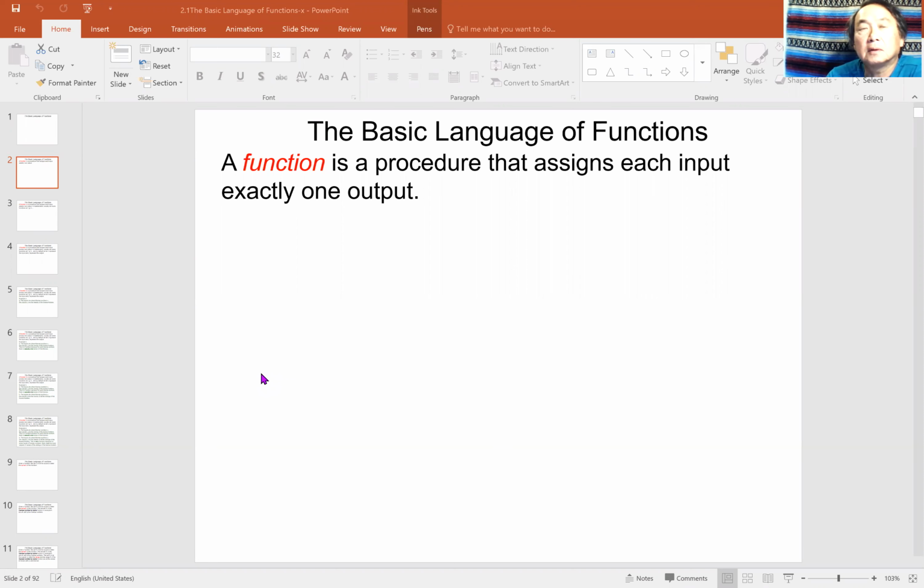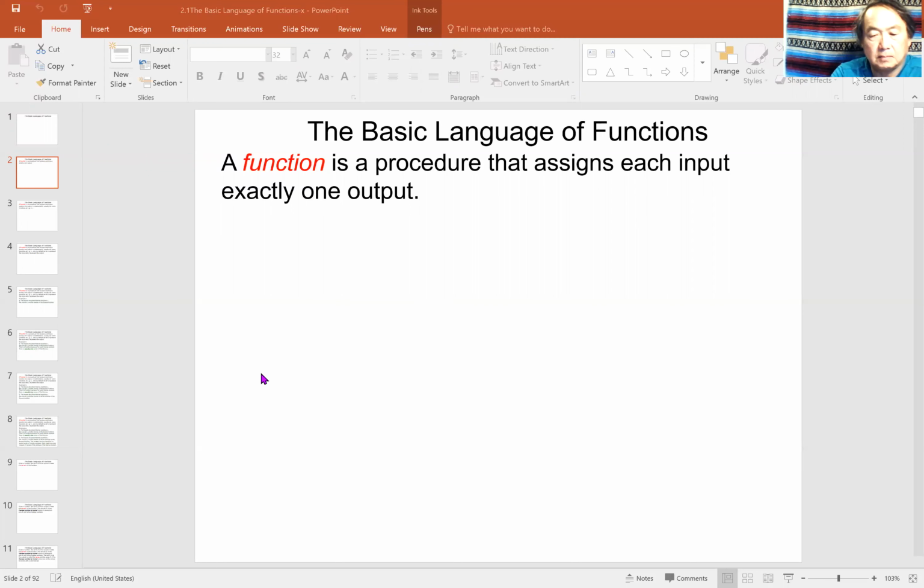In simple language, a function in mathematics is a formula, but in general, function is an important concept in mathematics and computer science. So we're going to talk about the general definition of a function. The general definition of a function is a procedure, quote unquote, that assigns each input exactly one output.